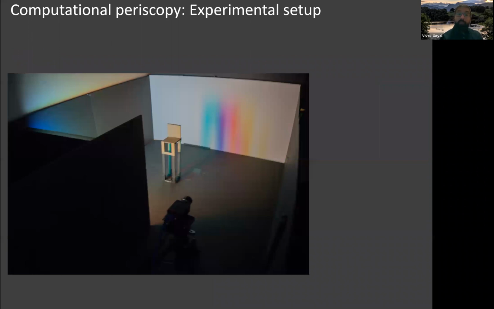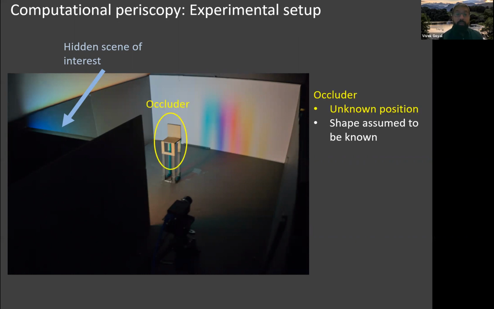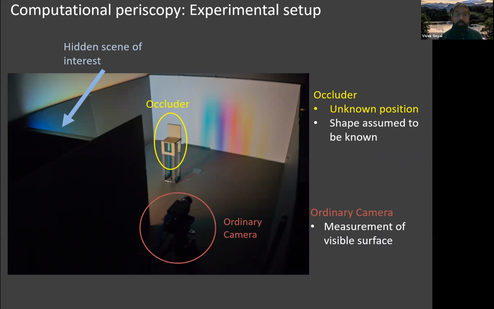Shown here is our real-life experimental setup. The hidden scene is displayed on a monitor so that we can easily have many different hidden scenes. There's an occluder in an unknown position. And we take a photograph with an ordinary digital camera. Shown here is a bright, colorful scene and no ambient light, but we'll see that we used experimental data that's much more difficult to interpret.